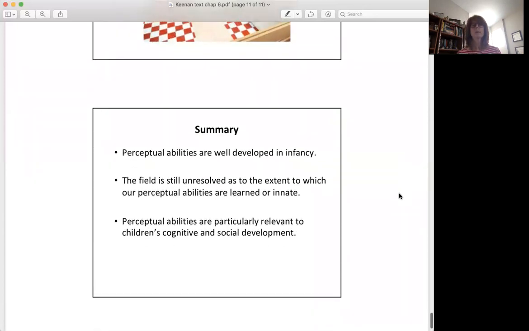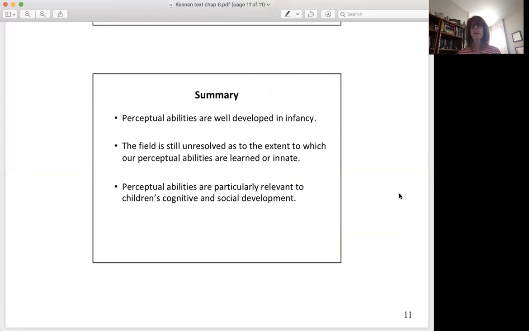I think the takeaways from this chapter, and again, I know that there's a lot more information that you need to read in the book, is that the perceptual abilities are really very well developed in infancy. And it's something I don't think that we always take into account as adults. The field still is not resolved. And again, there's ongoing research in terms of whether our perceptual abilities are innate or learned. And that research just continues to go on.